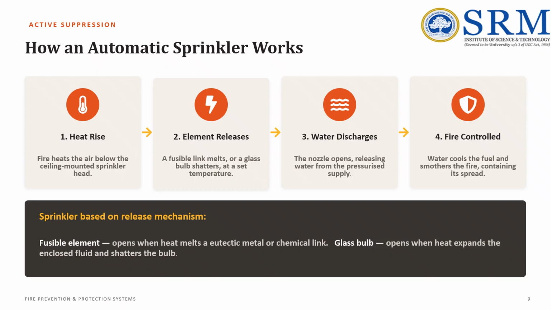How an automatic sprinkler works. Automatic sprinklers are one of the most effective fire suppression systems. When a fire starts, hot gases rise toward the ceiling. The heat reaches the sprinkler head. Inside the sprinkler head is either a fusible metal link or a glass bulb containing a heat sensitive liquid. So when the temperature reaches a predetermined value, the fusible link melts or the glass bulb breaks. This opens the sprinkler head and releases pressurized water directly onto the fire.